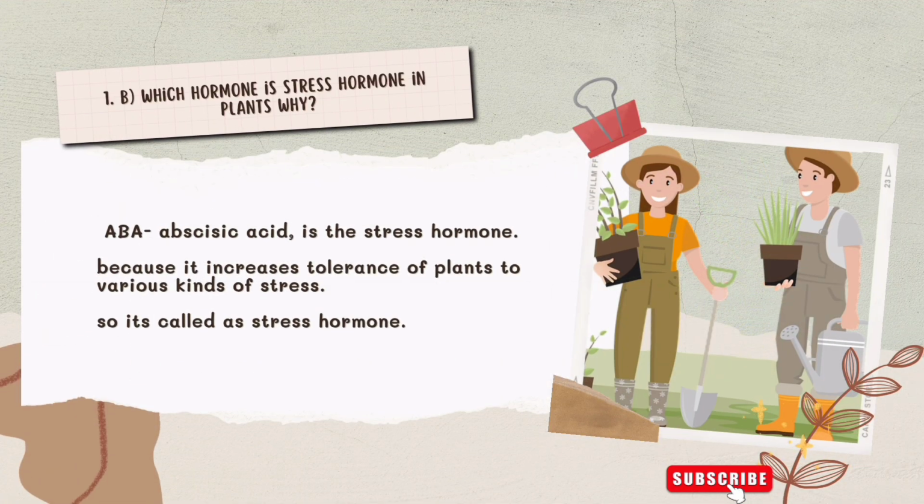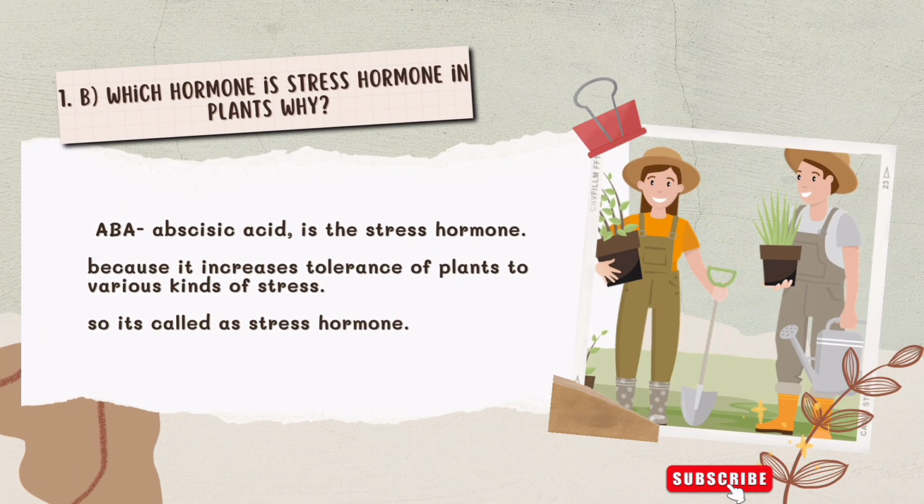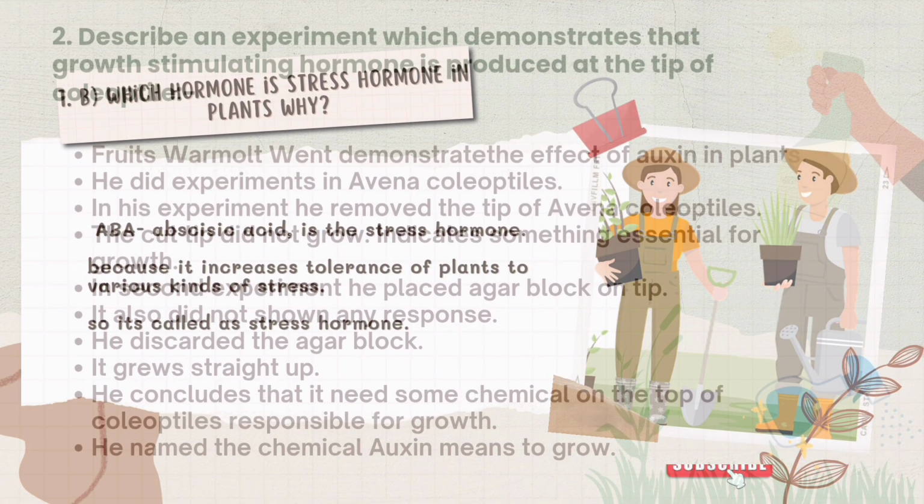Which hormone is known as the stress hormone in plants? Why? Abscisic acid is the stress hormone. Because it increases the tolerance of plants to various kinds of stress, so it is called a stress hormone.